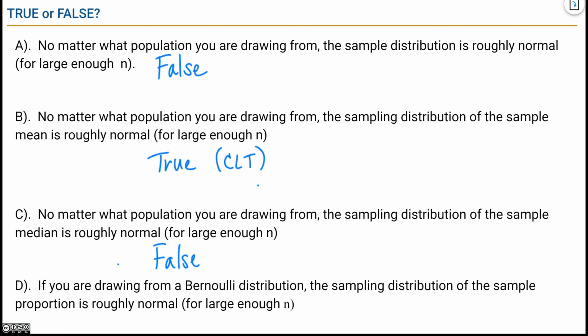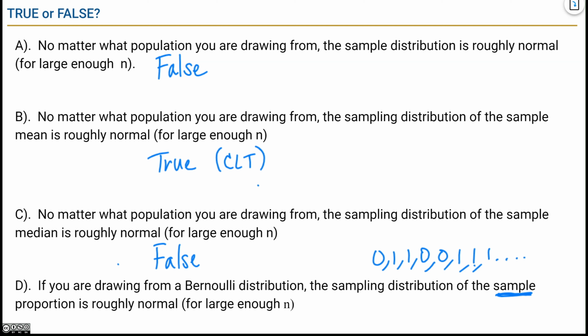If you're drawing from a Bernoulli distribution, the sampling distribution of the sample proportion is roughly normal. So you have to think of what you mean by the sample proportion. If I'm drawing from a Bernoulli distribution, I'm going to be getting a bunch of zeros and ones, with whatever probability underlies this distribution. For the sample proportion, I'm either looking at the proportion of zeros or the proportion of ones. Either one's fine. So let's assume I mean the sample proportion of ones.